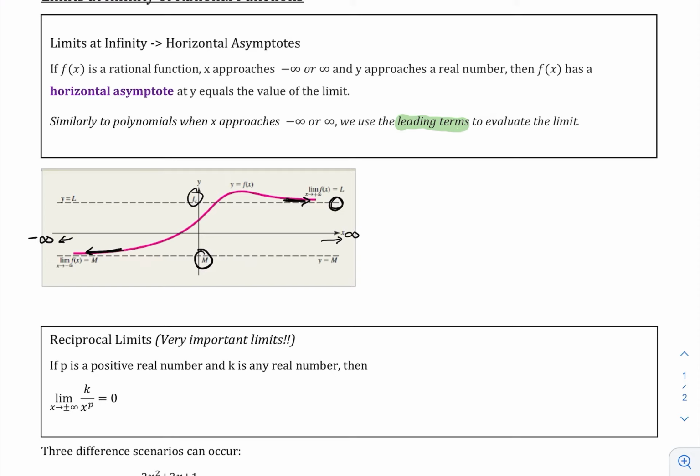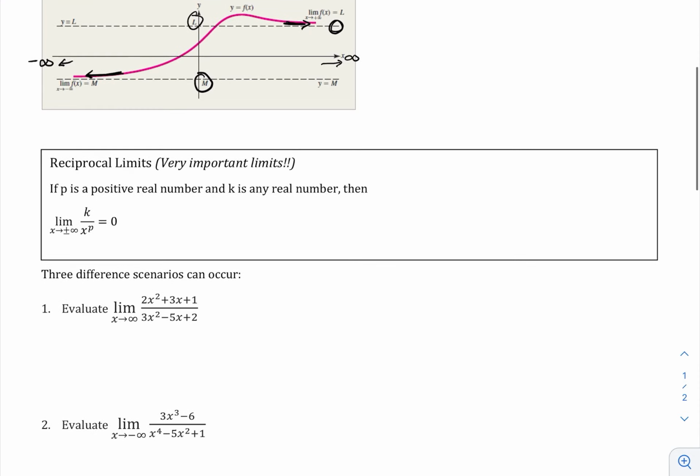So we have this very important limit called the reciprocal limits. And what it tells you, because we're going to be using this to help us algebraically, is that if p is a positive number, so your power is positive, and your x is at the bottom, so you have a number k over x to the p, if your x is going to positive or negative infinity, your limit is going to 0.